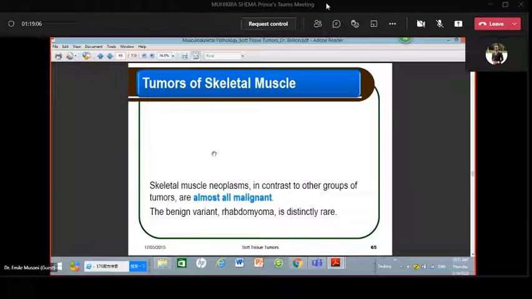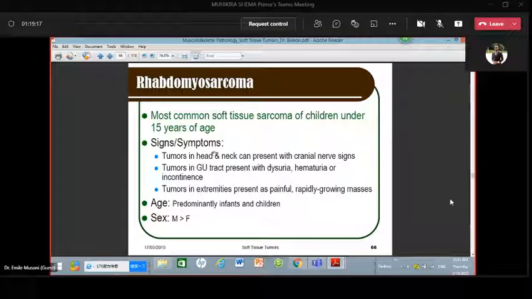So now let us see the tumors of the skeletal muscle. This one is very easy. Skeletal muscle has rhabdomyoma and rhabdomyosarcoma. Rhabdomyosarcoma is the most common soft tissue sarcoma of children under 15 years.